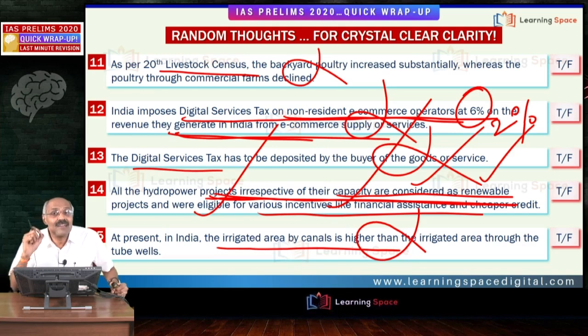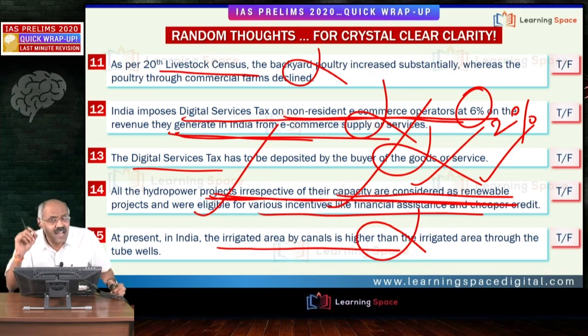So friends, across the country, out of the total irrigated area, tube well irrigation has the highest component, and the second highest is canal irrigation. This change after independence, students should keep in mind. And the second aspect is that during the past one or two decades, the gap has been widening between the irrigation potential created and the irrigation potential actually benefiting the farmers. That gap is widening. That is another point.